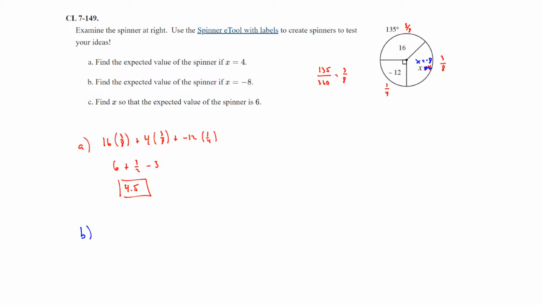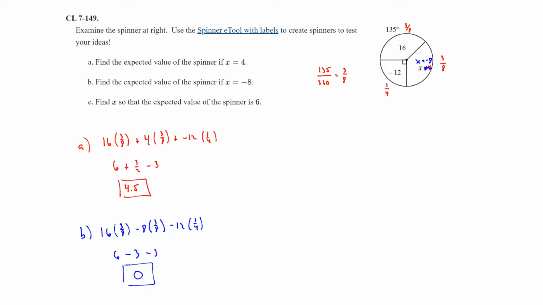Let's see what happens. So the 16 still stays times 3/8, but now it's going to be minus 8 times 3/8, and then the minus 12 times 1/4 still stays the same. So we're only changing the x value. So 16 times 3/8, once again, is 6. 8 times 3/8 would be 3, so that's minus 3. And then 12 times 1/4 is 3.